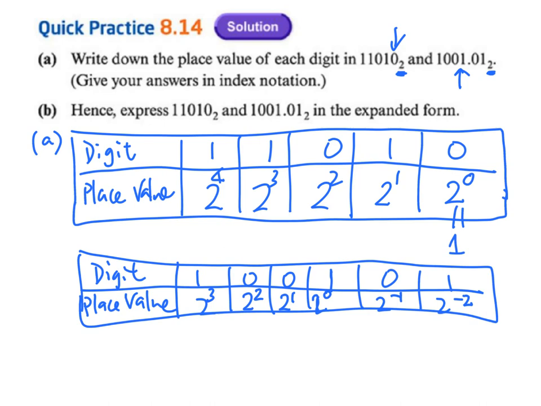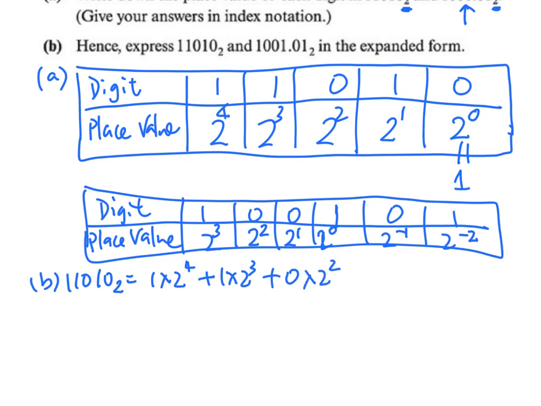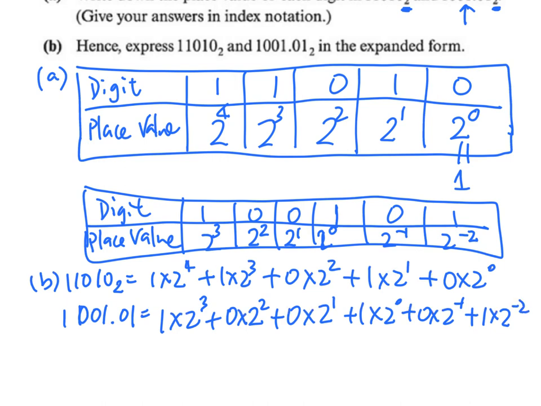And then for part B, the question asks you to express. If you write the table, then the rest should be very easy. For the first one, 11010 in base 2: it would be 1 times 2 to the power 4, plus 1 times 2 to the power 3, plus 0 times 2 squared, plus 1 times 2 to the power 1, plus 0 times 2 to the power 0. And then for 1001.01: here would be 1 times 2 to the power 3, plus 0 times 2 squared, plus 0 times 2 to the power 1, plus 1 times 2 to the power 0, and then plus 0 times 2 to the power negative 1, and then plus 1 times 2 to the power negative 2. Okay, so this one is the quick practice.